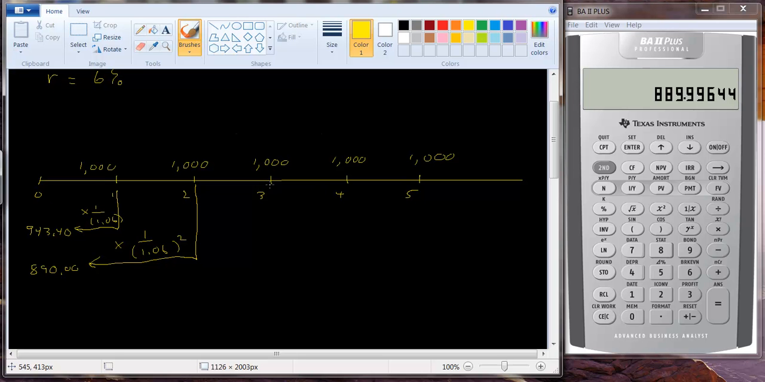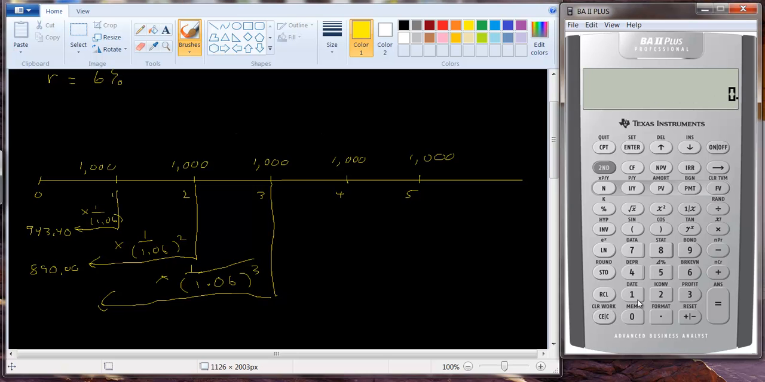Likewise, we do the same for the year 3 cash flow. We have to bring this back 3 periods. And so we're going to multiply by 1 over 1.06 cubed. So we just keep doing that. 1.06 raised to the third power. Then again, flip it over by hitting the 1 over x key. And then let's multiply it by 1,000. And we get 839.62.